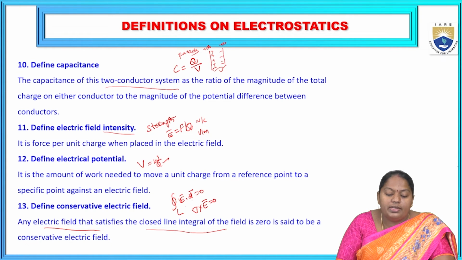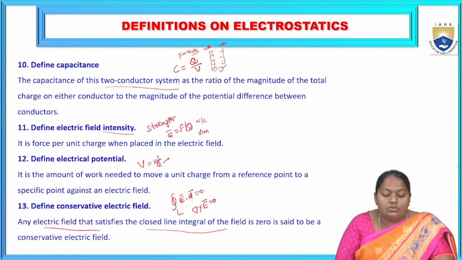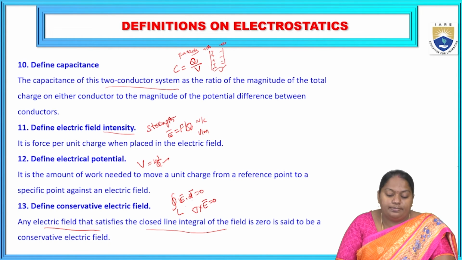Then define electric field intensity. It is also called electric field strength, and it is defined as force per unit charge when placed in electrostatic fields. Mathematically, E bar equal to F by Q, where F is the electric force and Q is the electric charge, measured in newton per coulomb or sometimes volts per meter.